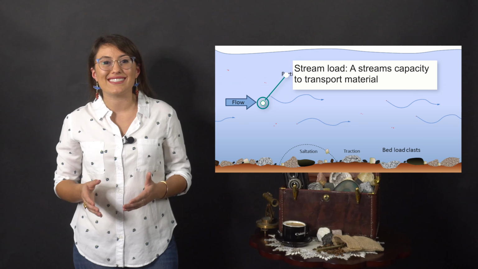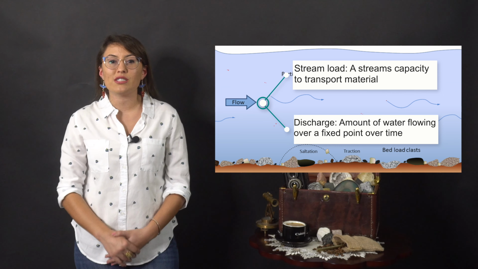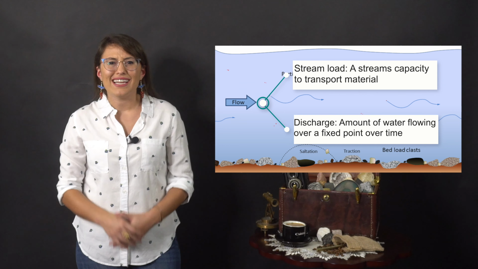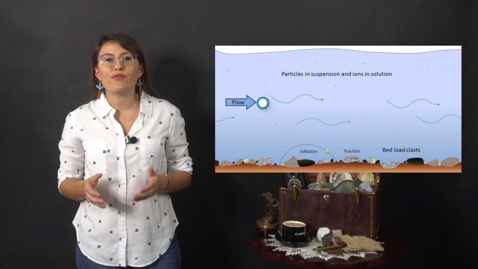Another factor to consider is a stream's discharge, which is the amount of water flowing over a fixed point over a period of time, typically expressed as cubic feet per second. If a stream flows into a lake or a standing body of water, the stream's flow drops to virtually zero, dropping any sediment to the bottom.